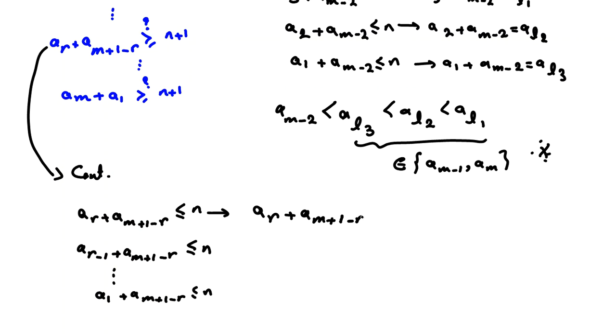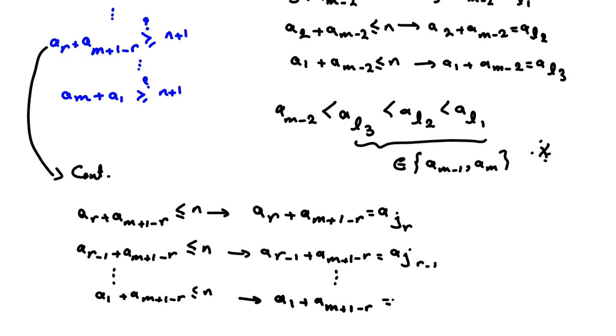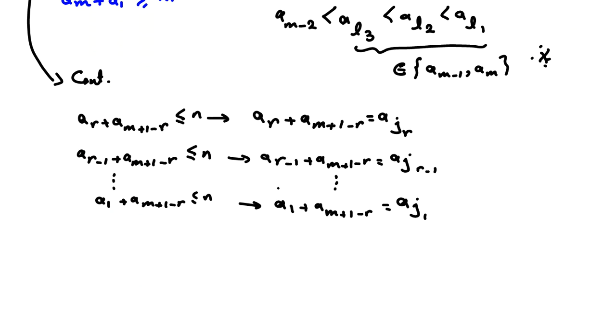So this part plus A_{m+1-r} equal to, let's say, for example, A_{j_r}. This part A_{r-1} plus A_{m+1-r} equal to A_{j_{r-1}}, up to A_1 plus A_{m+1-r}, by assumption of the problem, because it is at most n, equal to A_{j_1}. And we know because A_1 is less than A_2 up to A_r, we conclude A_{j_1} is less than A_{j_2}, less than up to A_{j_r}. And we know what? Because all of them are A_{m+1-r} plus a positive number, we know they are greater than A_{m+1-r}.